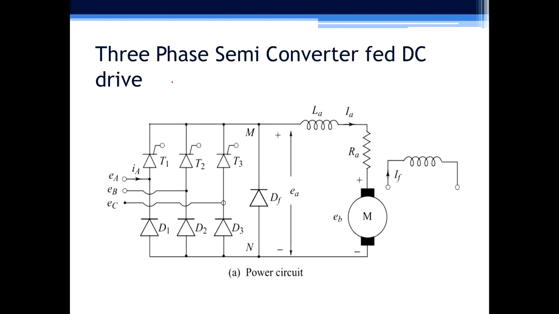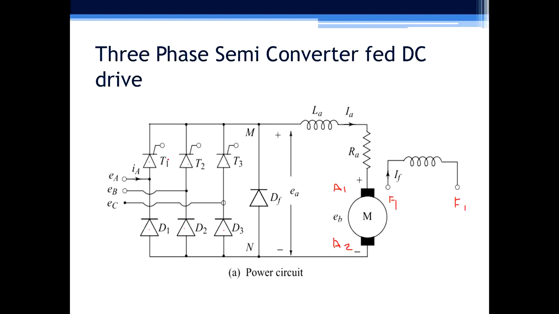Let us start with three-phase semi-converter fed DC motor drive for separately excited motor. So here we have a separately excited motor. It has armature part and field part. Both armature and fields are excited by different power supply. On armature side, here we are taking three-phase semi-converter which consists of these 3 SCRs and 3 diodes.